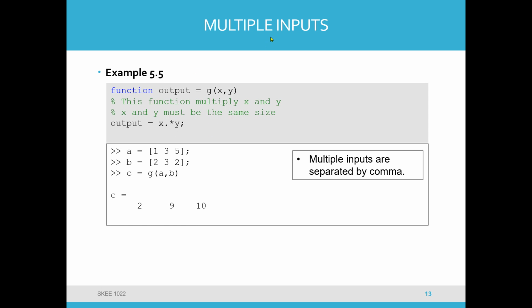Next, multiple inputs. If you have multiple inputs, you can just put in the bracket x comma y. Basically the output is x power or multiplied by y, so this is an array operation. You can see here it will call this function, and this is the function. Automatically it will run this and produce this. So that is if you want to put multiple inputs, separated by commas.